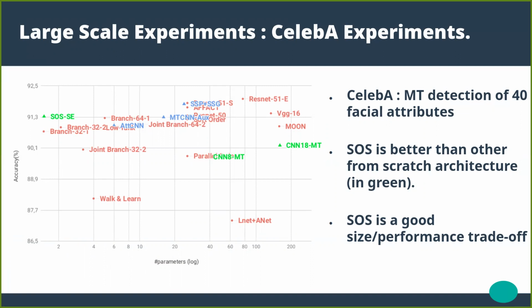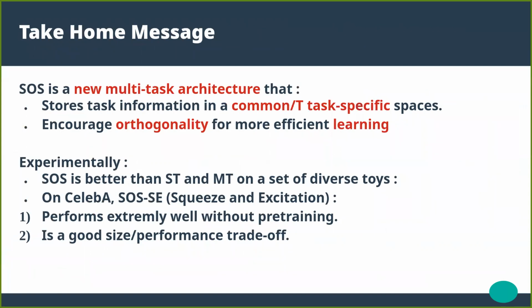So to summarize, I presented SOS, a new multitask learning architecture with efficient task-specific information storing using semantically orthogonal spaces. Experimentally, I have shown that SOS was better than other multitask baselines with a set of diverse toys. Finally, I showed that the squeeze excitation counterpart of SOS was a pretty handy architecture to use as it requires very few parameters with respect to other methods and can be trained from scratch.